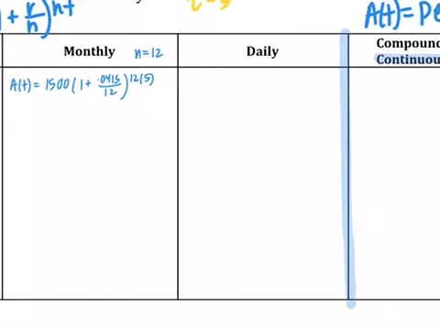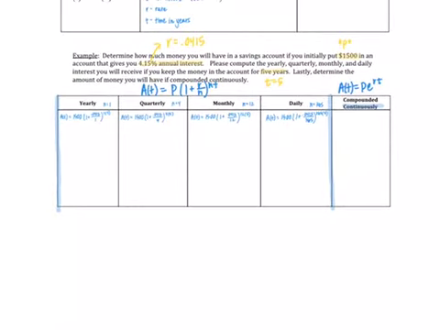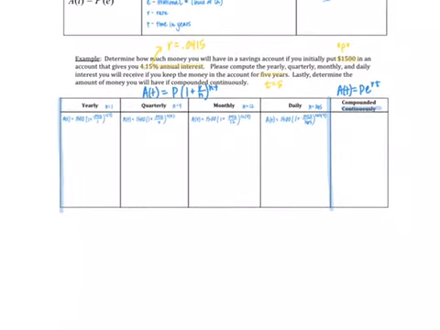And then daily, N is 365 because there's 365 days in the year. 1,500 times 1 plus 0.0415 divided by 365 to the 365 times 5. Okay? All you have to do from this point is type each of those into your calculator, and that'll give you the amount of money. And I'll write that in just a second.